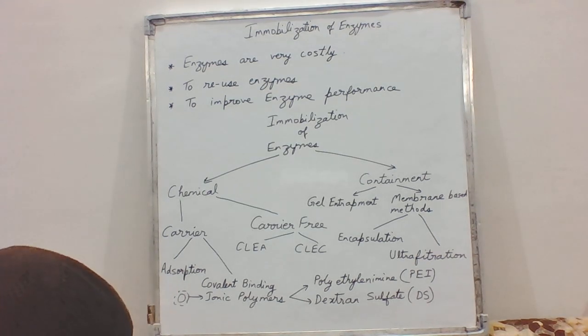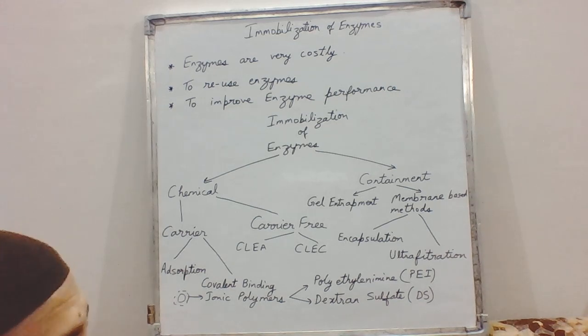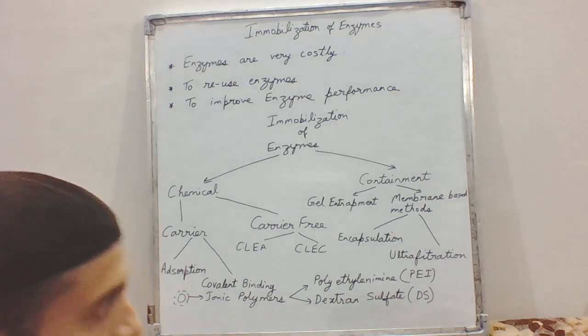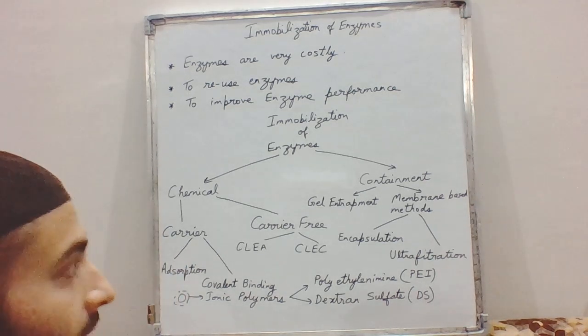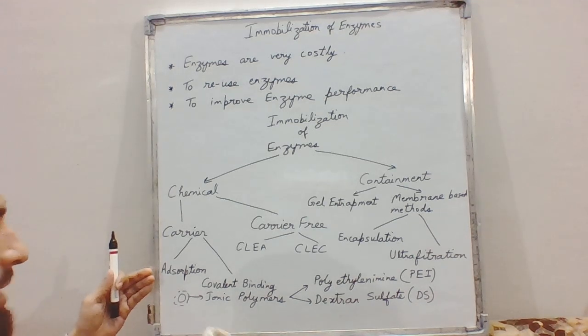They provide a higher concentration of ionic groups, and since they have a very flexible structure, they provide better and stronger binding, not as strong as covalent bonds, although almost as strong, but the binding is reversible. Since it is ionic binding, it is reversible on changing the conditions of the medium. Okay, so now we have dealt with the carrier based methods of immobilization.